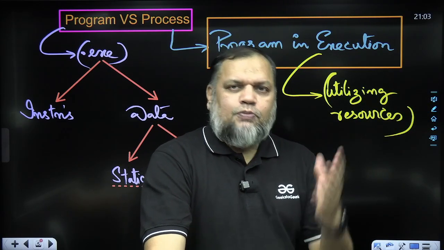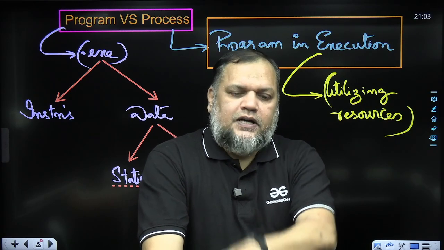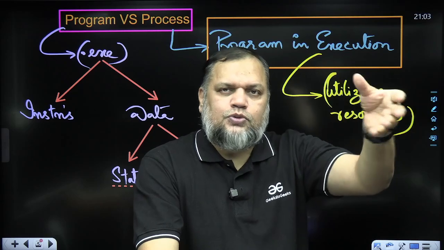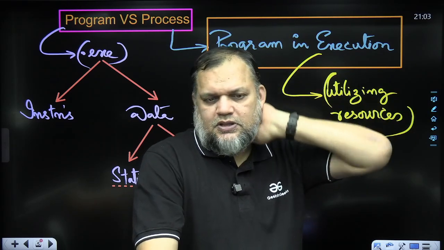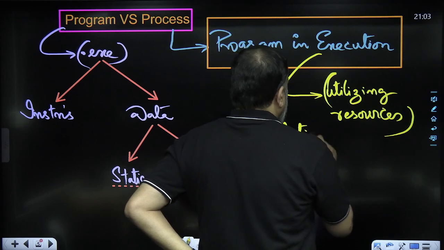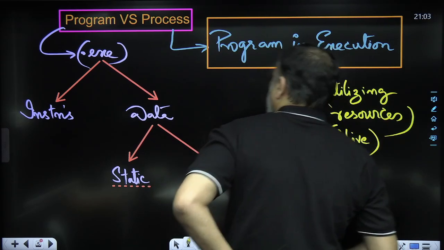So a program in execution state is called process. The entity that comes from disk to main memory and gets stored in memory for the purpose of execution is called process. Process is active. Active means it is alive. It is utilizing the resources of the system. Whereas program is passive.